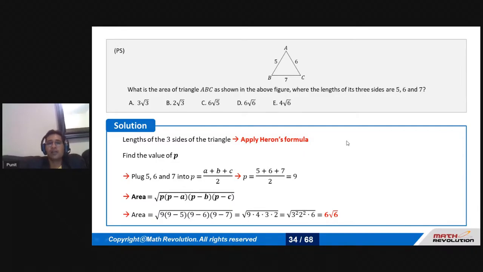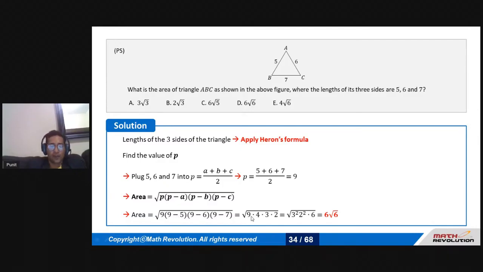I again repeat this. Let's find the value of P first. So 5 plus 6 plus 7, that's a perimeter, but we deal with the semi-perimeter, so we have to divide it by 2. So 18 divided by 2 gets me 9. Apply Heron's formula: P minus A, P minus B, P minus C. It is the square root of 9, and 9 minus 5, 9 minus 6, 9 minus 7 gets you 9, 4, 3, 2.